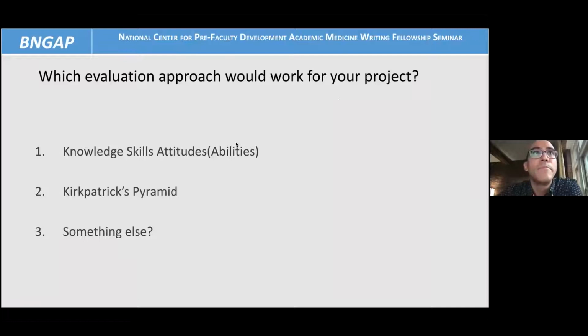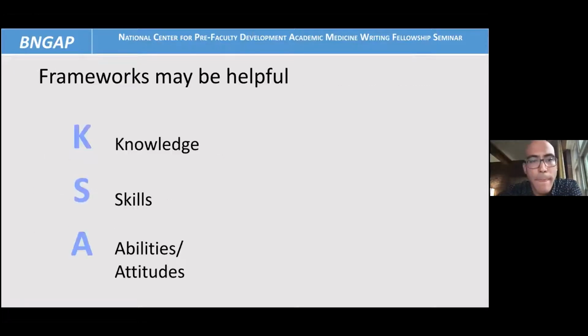As I had mentioned, some of those frameworks that have already been brought up today include the knowledge, skills, and attitudes or abilities framework, the KSA, as well as Kirkpatrick's pyramid. There are other frameworks out there, but these are the 2 that we will focus on today. But perhaps in your journey crafting your project and in your conversations with your facilitators, advisees, and institutional leaders, there's one out there that is more suited to your needs.